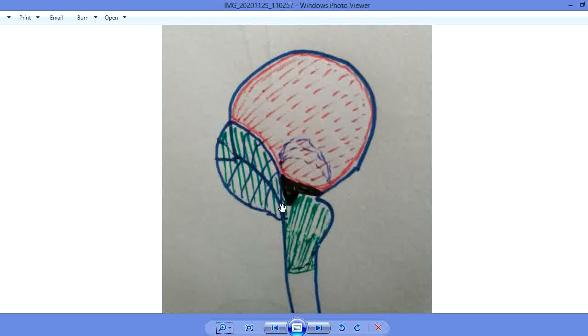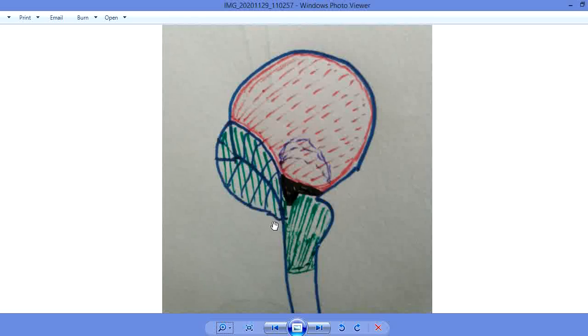This part of the hindbrain is called cerebellum. This part of the hindbrain is called pons, and this part of the hindbrain is called medulla oblongata. Below the medulla oblongata, the spinal cord starts.